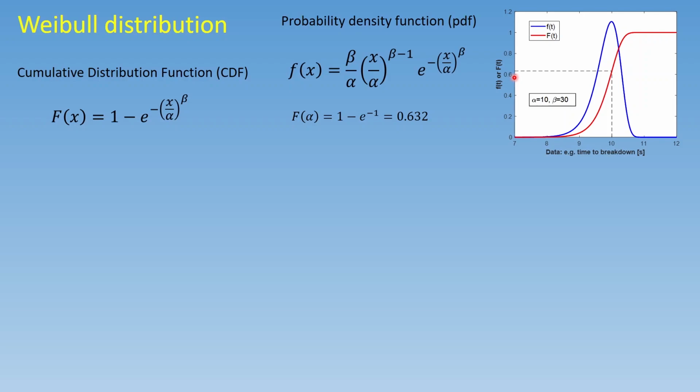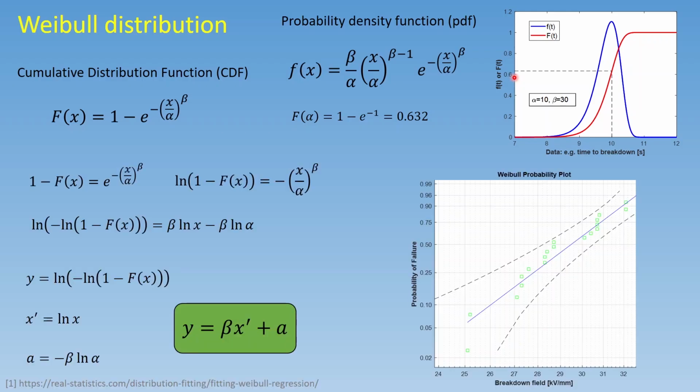Now imagine you have a set of data, and we want to see whether this set of data follows Weibull distribution or not. What do we have to do? First, we have to study a little bit of mathematics. This is the cumulative distribution function. We rearrange it, we write it like this. Take the logarithm, it becomes like this. Multiply by minus, take another logarithm. Then you end up with this equation.